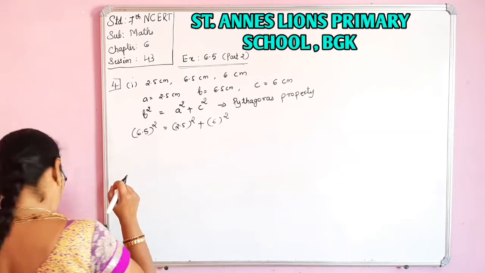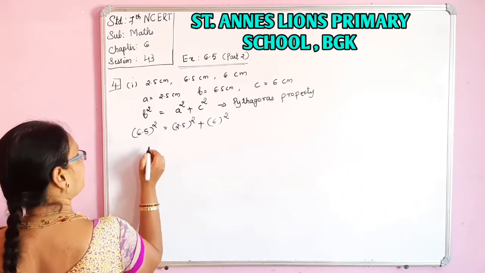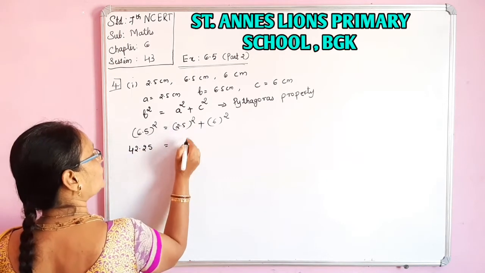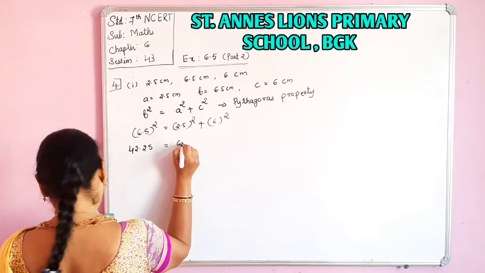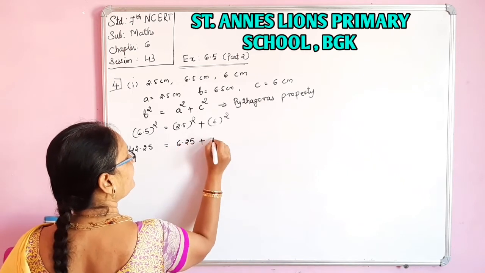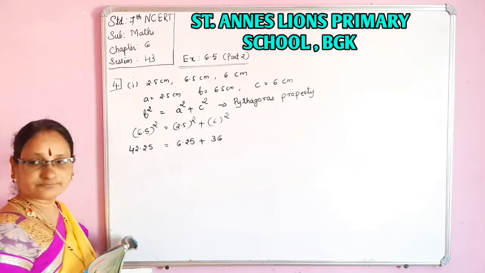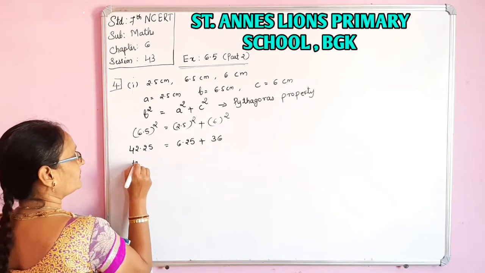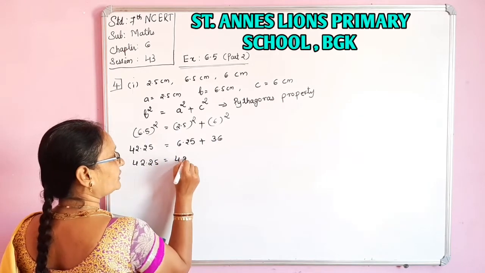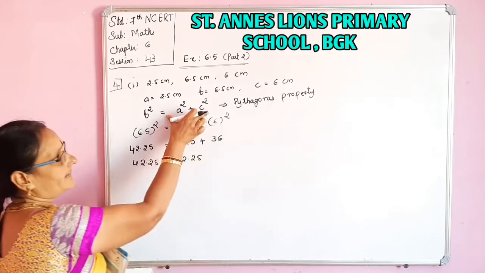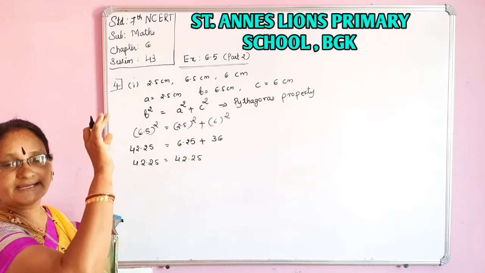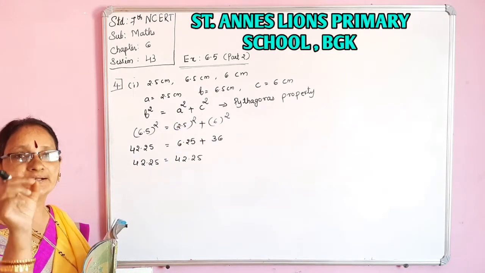Okay. Now 6.5 whole square is nothing but, you can do it and see, 42.25. This is equal to 2.5 whole square, that means 6.25, plus 6 square, you know it, that is 36. Now on adding these two, 36 plus 6.25 is 42.25. That means the Pythagoras property is satisfied here. That means the given sides are exactly the sides of a right angled triangle.